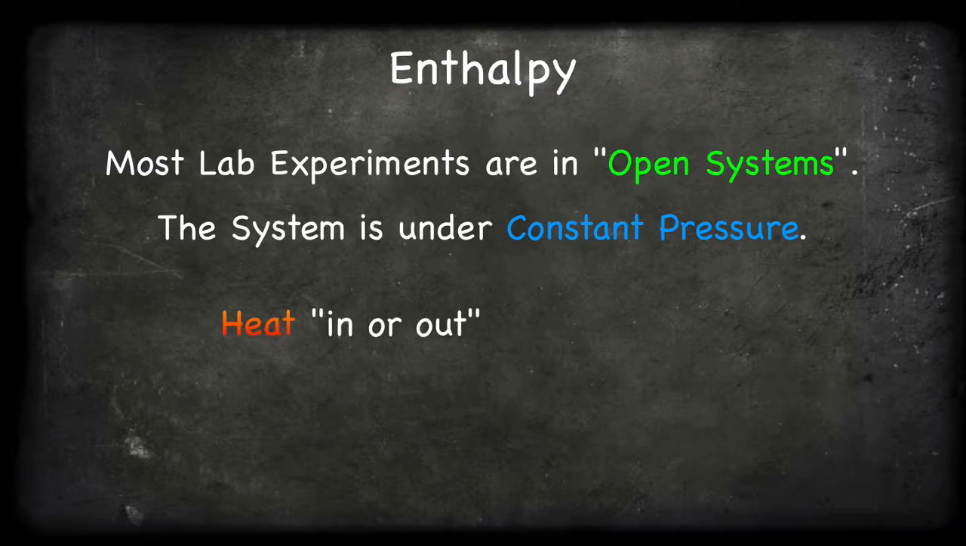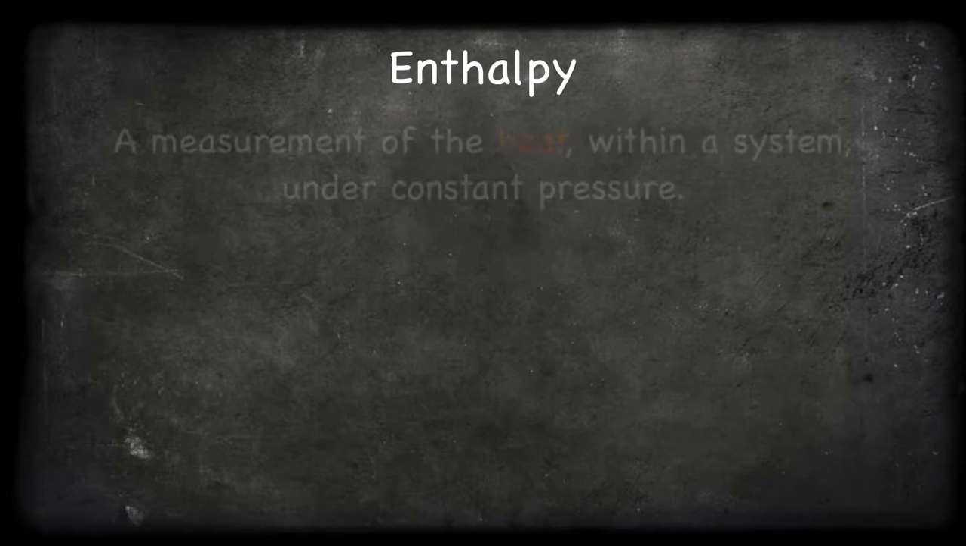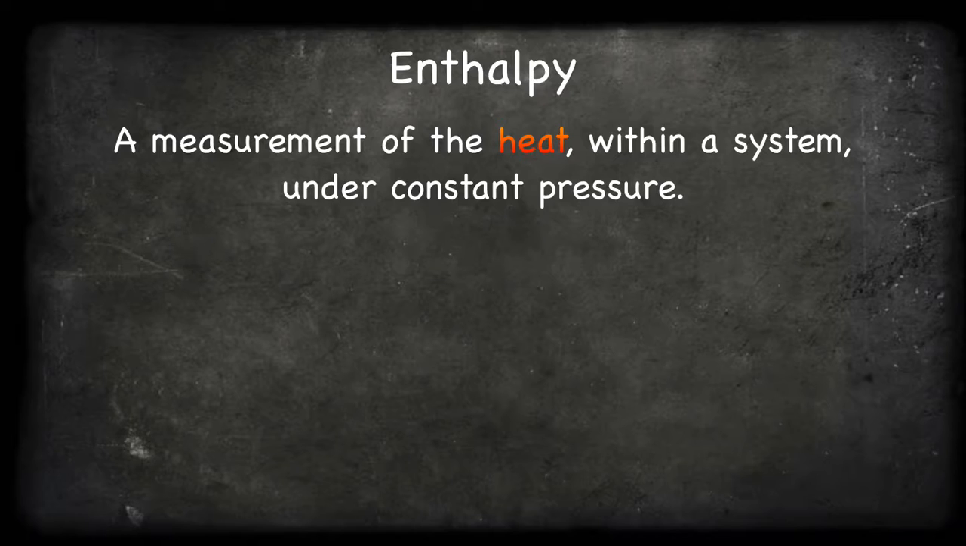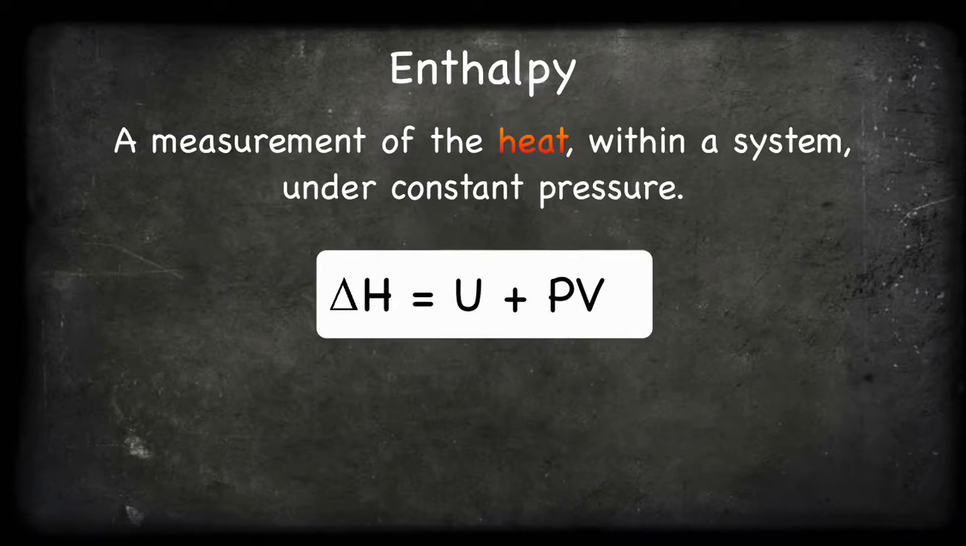So, the amount of heat taken in or released is equal to the change in enthalpy, represented by delta H. Enthalpy is a measurement of the heat within a system under constant pressure. The change in enthalpy equals the internal energy of the system plus the product of pressure and volume.